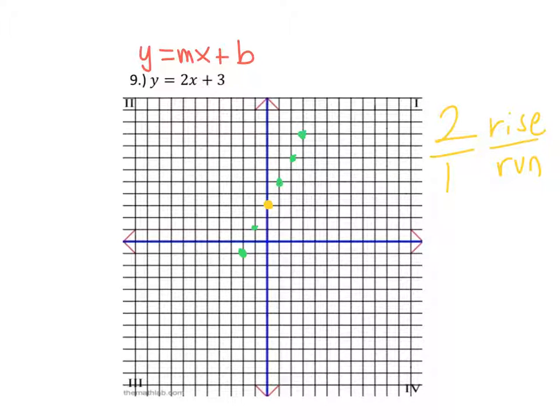Put a line through with arrows. Then double check everything. Did we begin in the right spot? We began at 3. And our slope is rise 2, run 1.